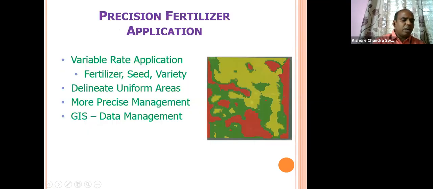We have applied precision agriculture for fertilizer, seed, and variety, deciding what the seed rate should be for the applications. We have delineated the uniform areas where we should have fertilizer rate 1, and which areas should have fertilizer rate 2, depending on the soil information, the climate, and the crop requirements. We can take the decision of which fertilizer to apply, and how precisely we should apply those inputs.